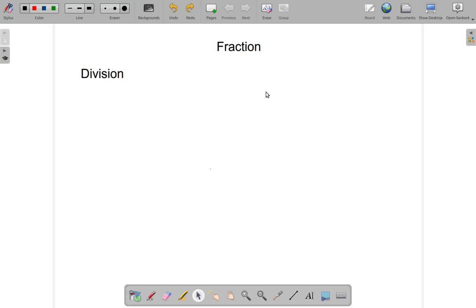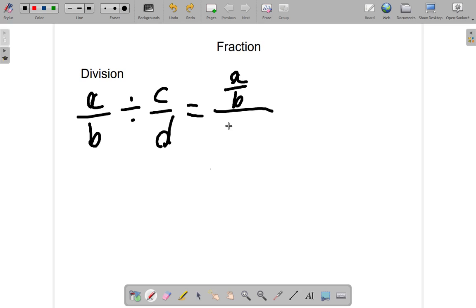Let's divide some fractions. Now, when you're dividing a fraction, generally, a over b divided by c over d, you might already know that this would be the numerator fraction. It's like a over b up here, all over c over d. So this is the numerator fraction and this is the denominator fraction, right?